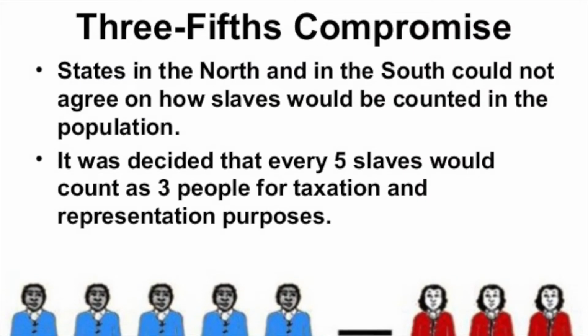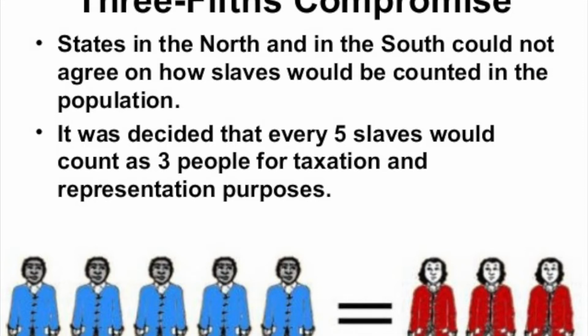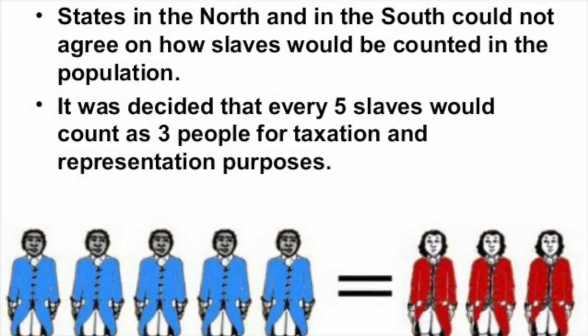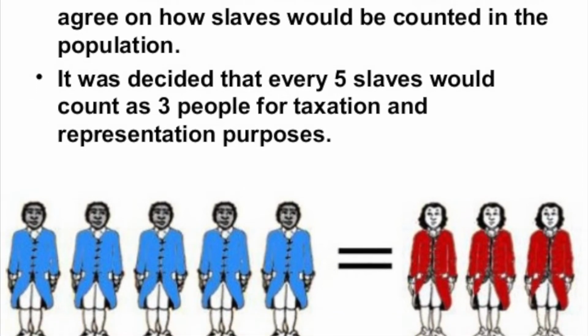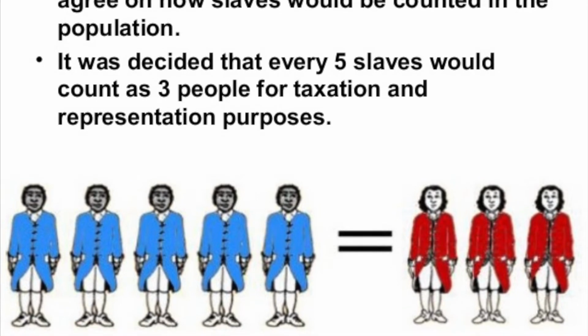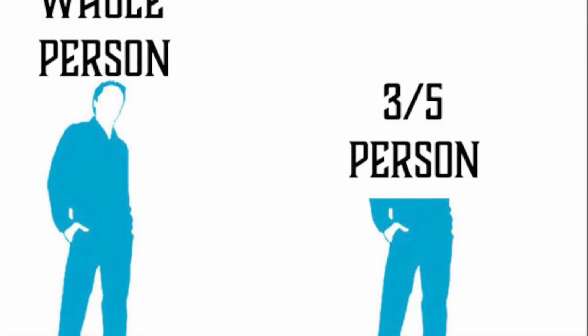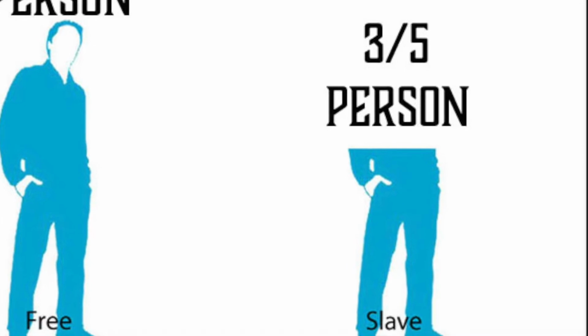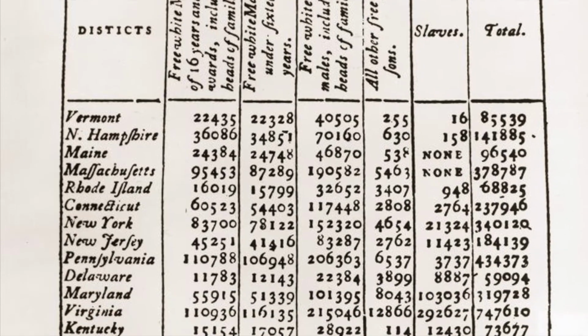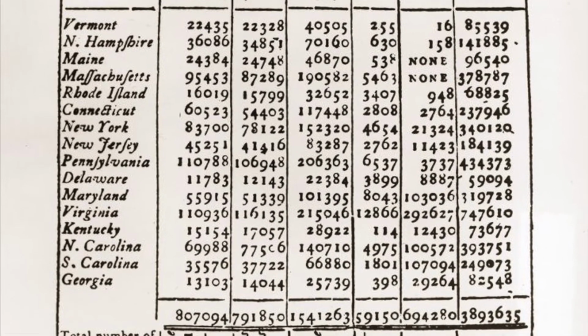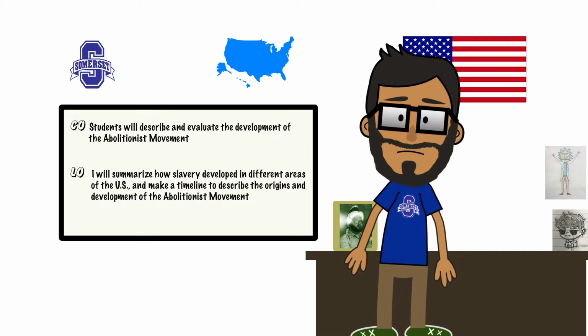For those of you that recall, the Three-Fifths Compromise settled how slaves would be counted when determining how many representatives a state could get in Congress. An individual slave counted as 3/5 of a person. This meant every 50 slaves a state had would count as 30 people.